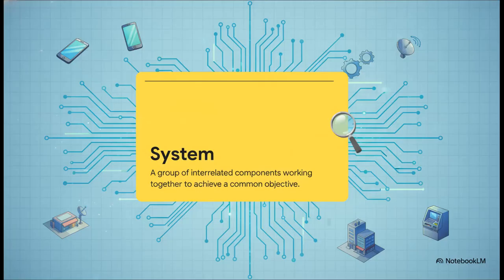To truly grasp these complex technologies, we first need to build a really solid foundation. So, what exactly is a system anyway? Well, at its core, a system is simply a group of interrelated components working together to achieve a common objective. Whether it's the smartphone in your pocket, a massive company's payroll software, or that ATM machine on the corner, they all share this exact same fundamental DNA.